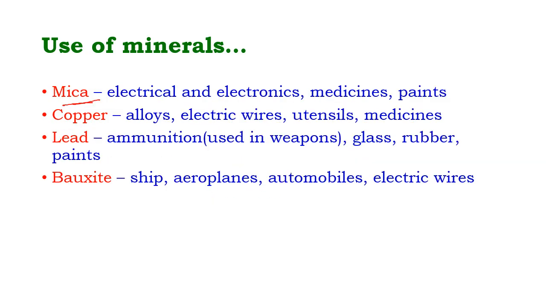Mica is used in electrical and electronics and medicines and paints. Then copper. Copper is used in alloys, electric wires, utensils, medicines. Then lead. Lead is used in the ammunition, that is used in the weapon accessories and glass, rubber, and paints. Then bauxite, which is used in the manufacturing of ships, aeroplanes, automobiles, and electric wires.